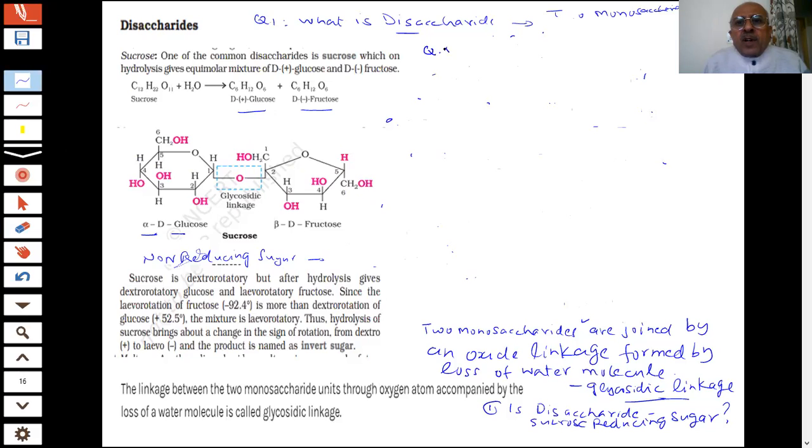Question number one, students: write the products of hydrolysis of sucrose. This you know. What are the products of hydrolysis of sucrose? Tell me fast, 30 seconds. It is written on the screen. D plus glucose and D minus fructose. Okay, so we have written it: D-glucose and D-fructose.